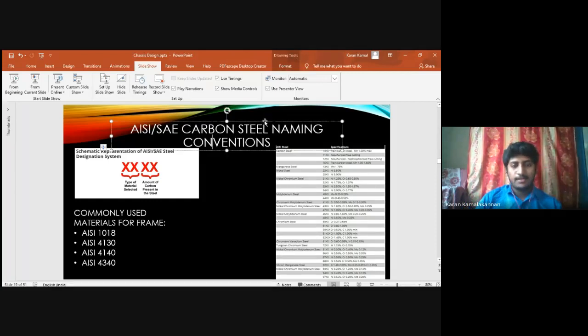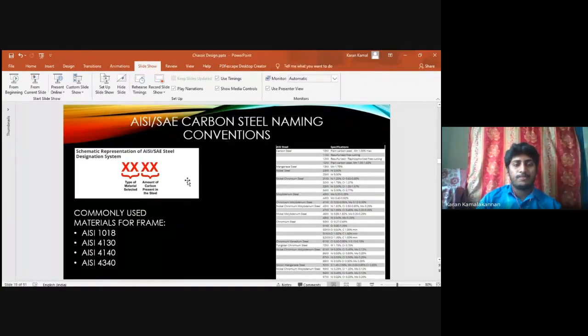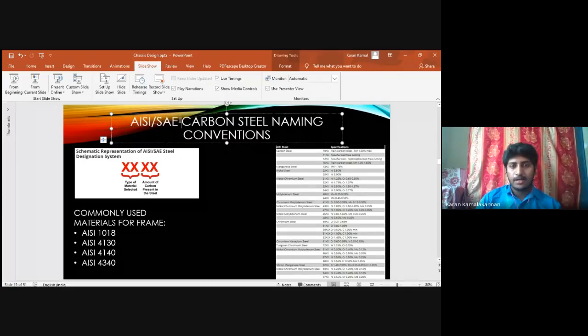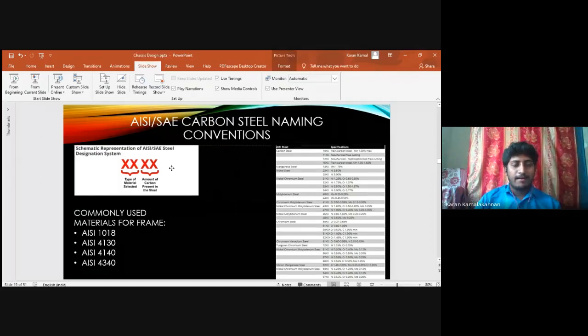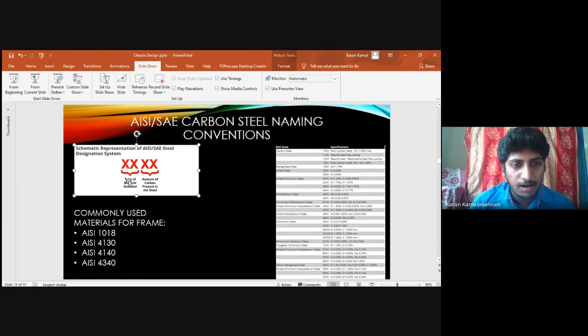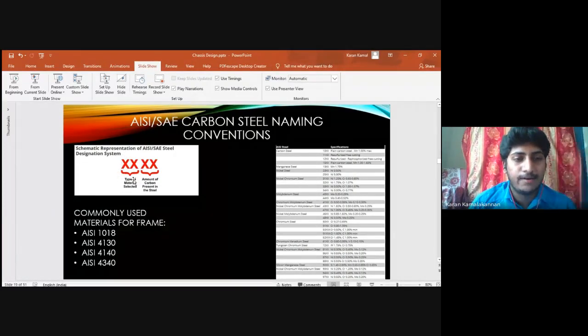Next comes the important point, selection of materials for the space frame. We have a convention from the AISI, the American Iron and Steel Institute, and the Society of Automotive Engineers. Together they designated the naming of carbon steel types. You may know most of these materials: 1018, 4130, 4140, 4340. These are the types we use for manufacturing frames. As for the SAE nomenclature, the first two digits indicate the type of material that is selected.